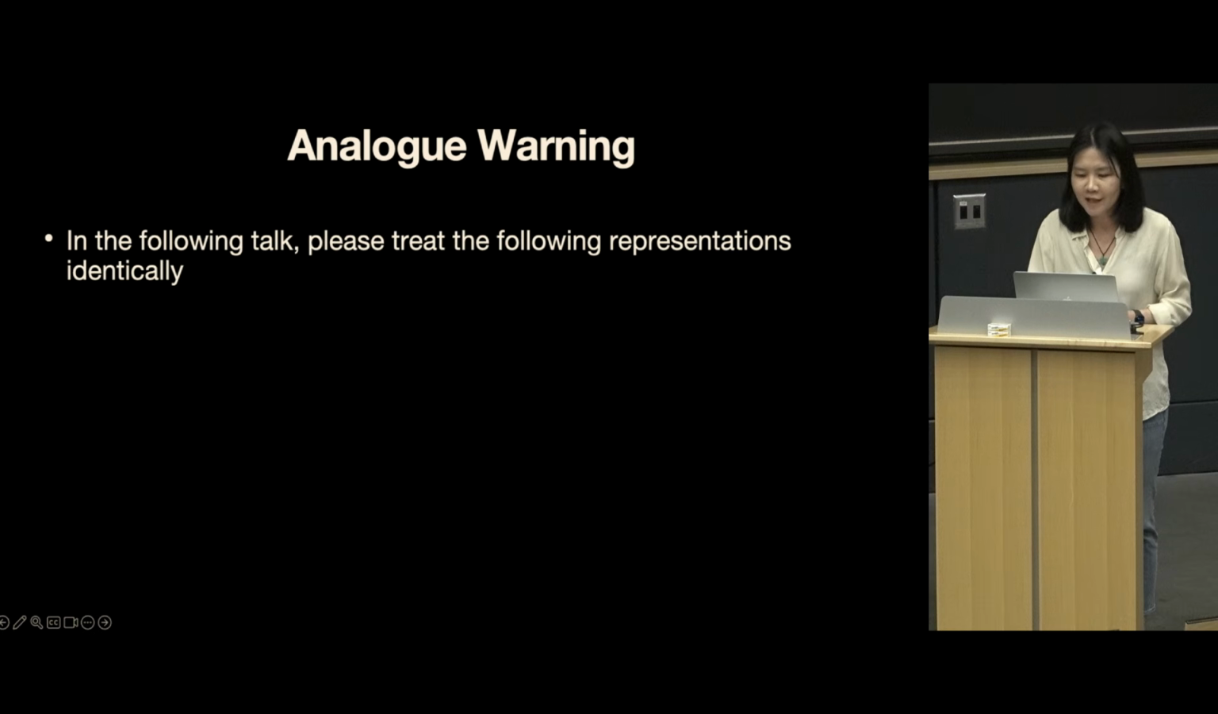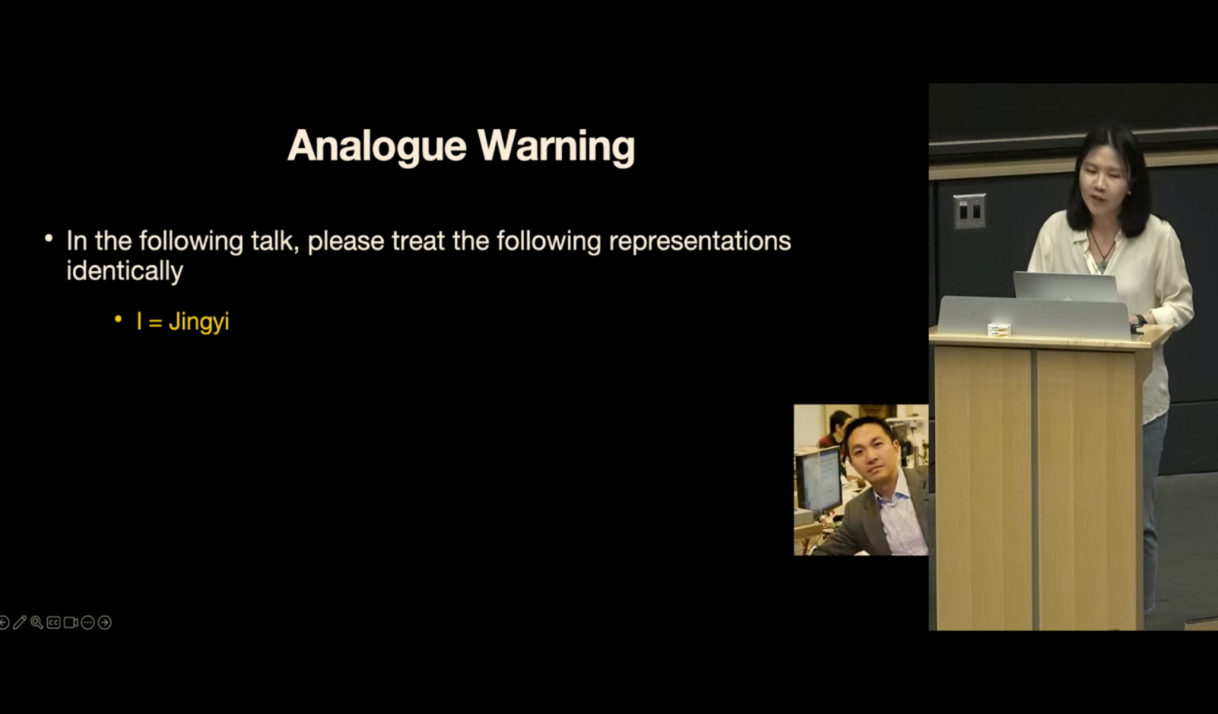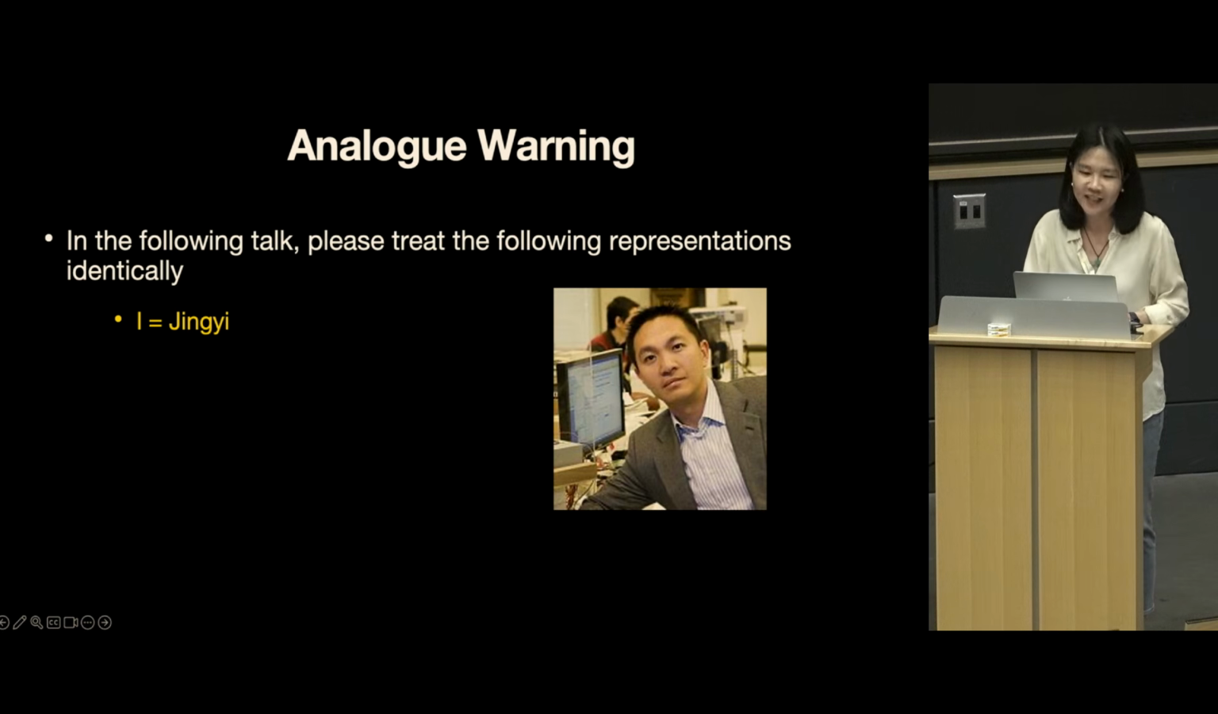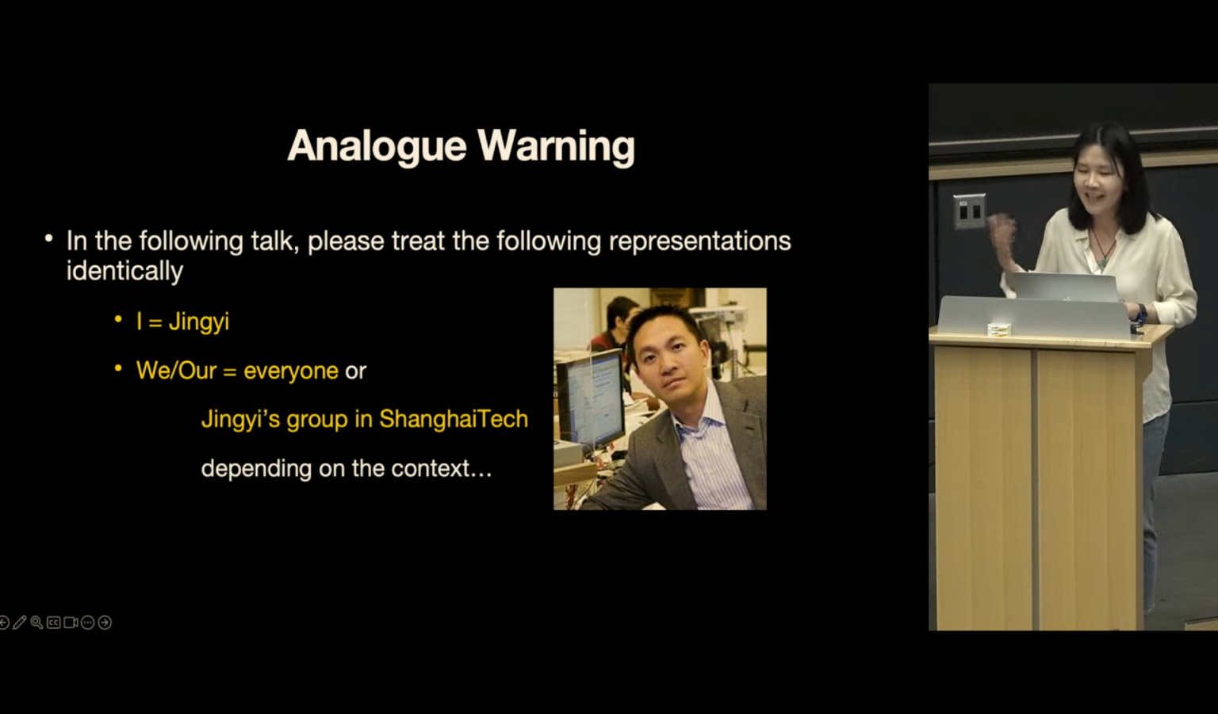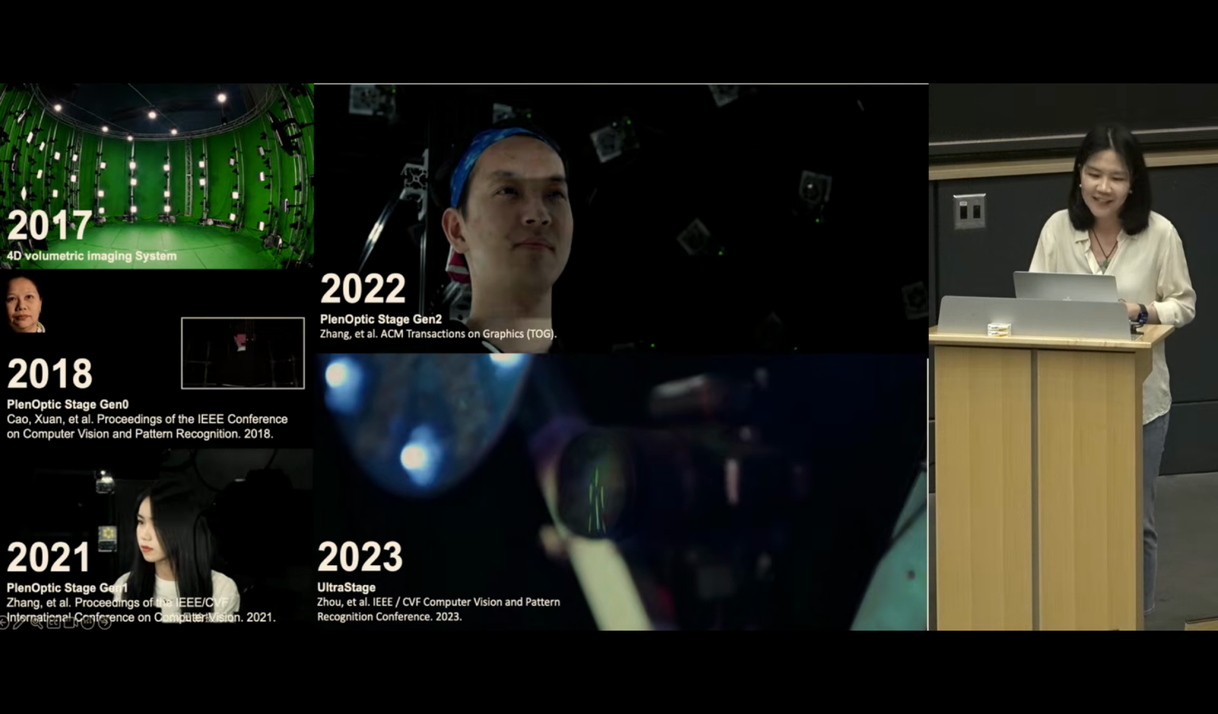Before we start, there is a warning. To make the presentation smoother, I may use some first-person pronouns which may be misleading. If I mention "I" in the talk, actually it's not me, it's not Nian Li, it means Jing Yi. And when I say "we" or "our," that is a little more complicated because it can be Jing Yi's group, it can be everyone, depending on the situation. I promise this is the only slide I added to Jing Yi's presentation. Now we can formally start today's talk.